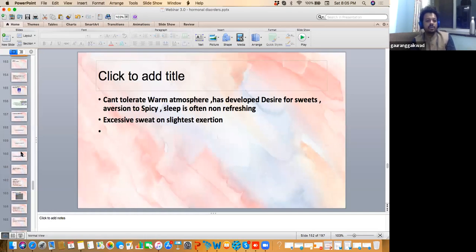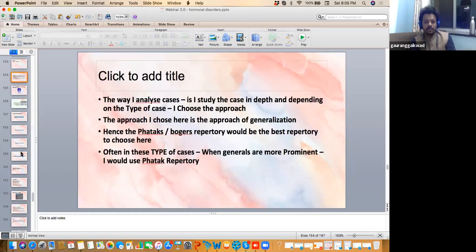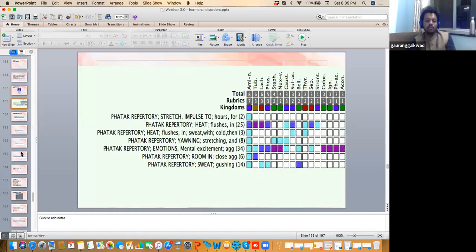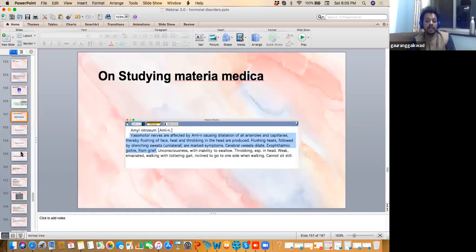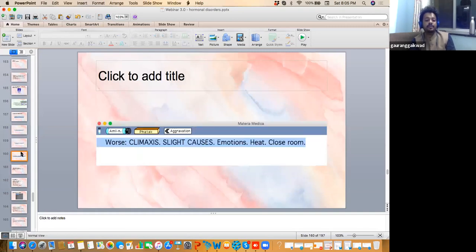So based on this, what did I do? In this type of case, I use a lot of the Phatak repertory. So I looked at the rubrics: heat flushes, yawning, room aggravates, mental emotions aggravate, sweat gushing. And I saw amyl nitrosum as the remedy. And I gave amyl nitrosum, which is a very important remedy, causing dilatation of arterioles and capillaries, and flushing and anxiety, and better in open air and aggravated at climacteric.